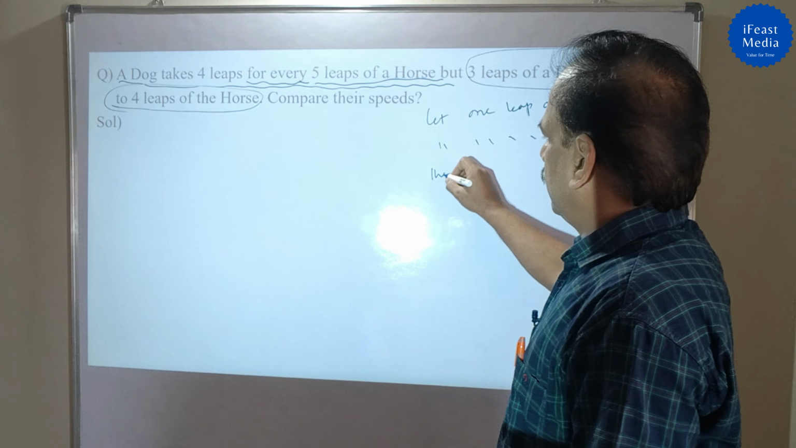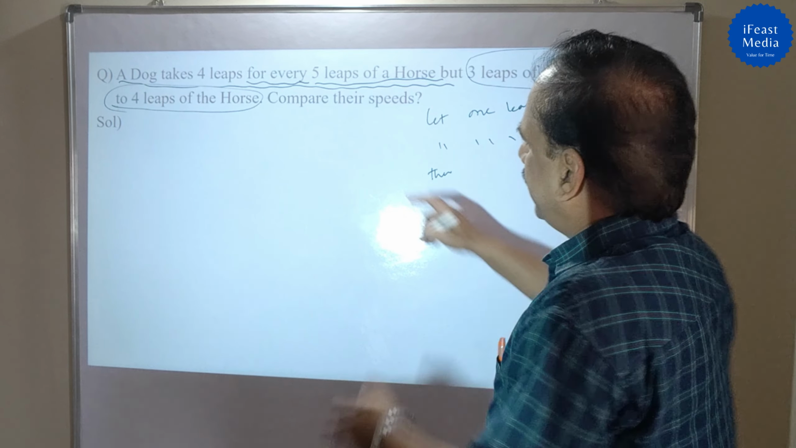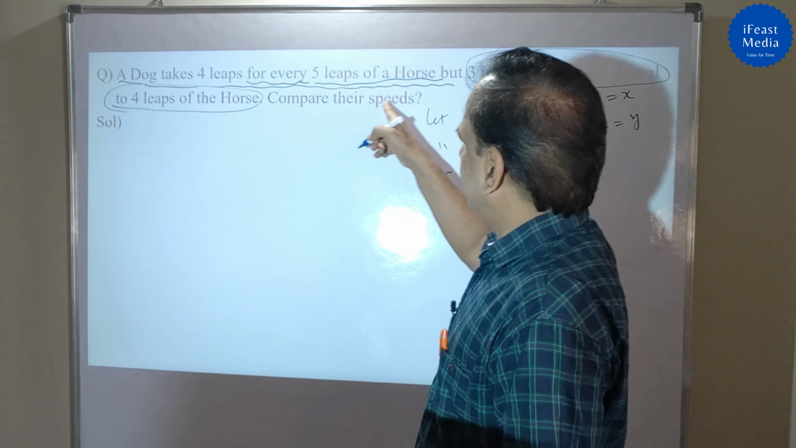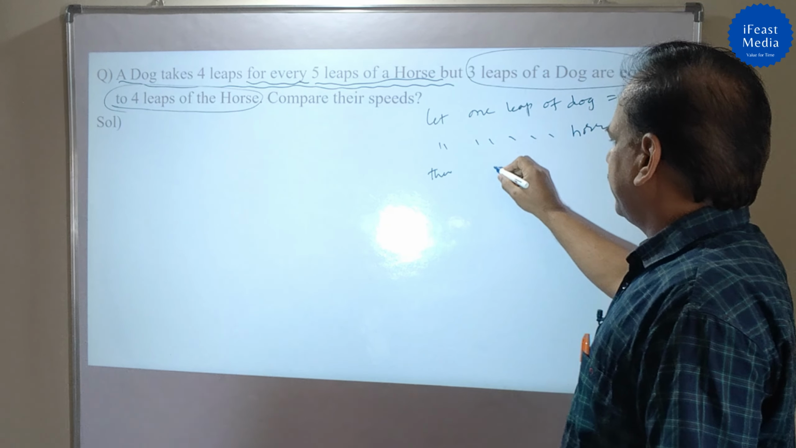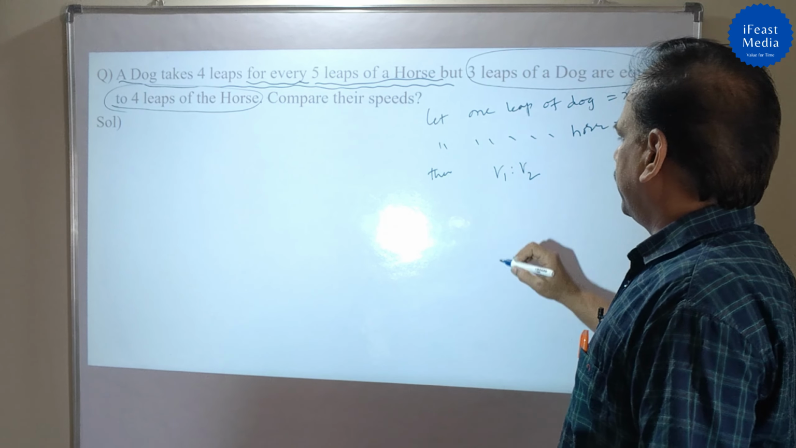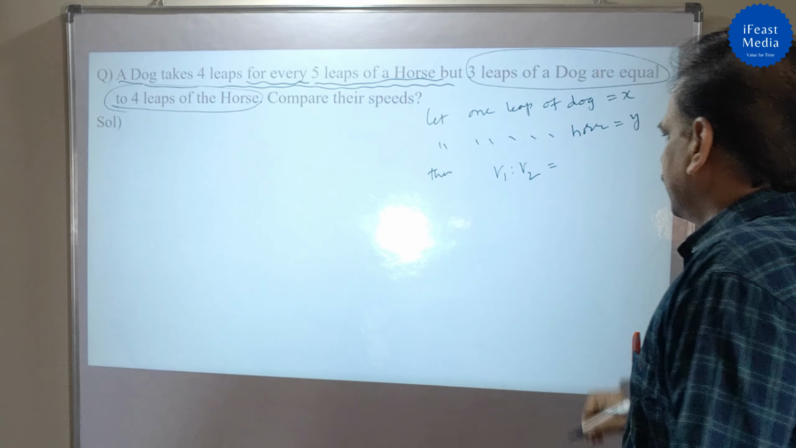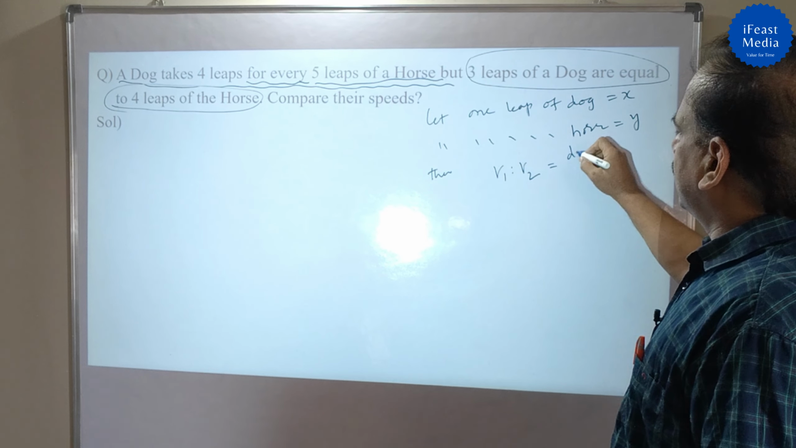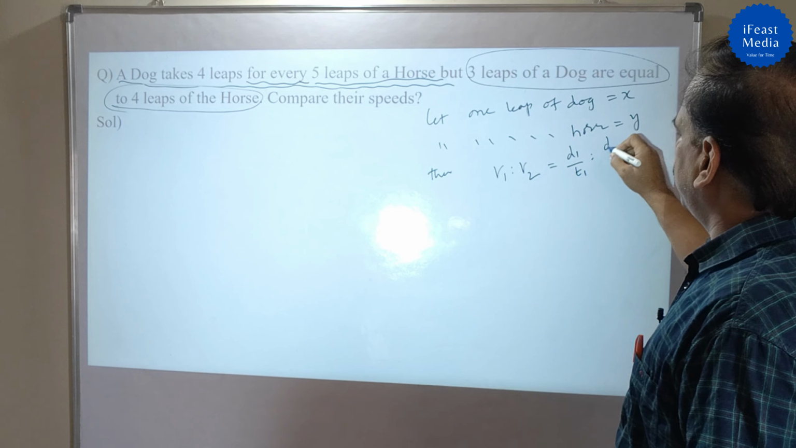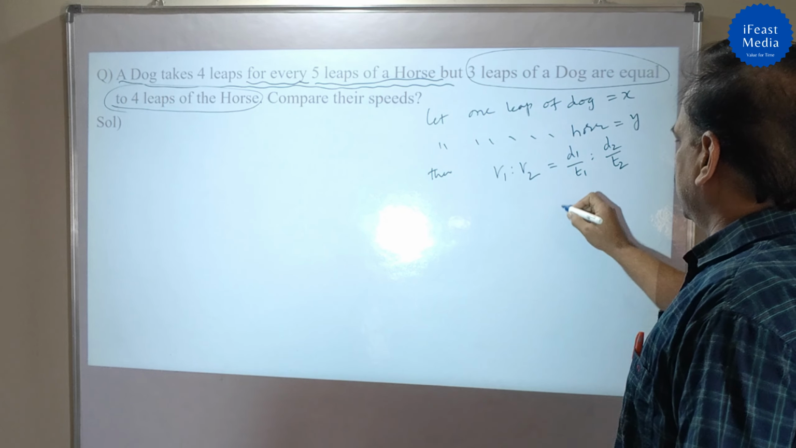Then you are asked to compare their speeds. That means v1 is to v2. What is v1 is to v2? v1 is d1 by t1 is to d2 by t2.